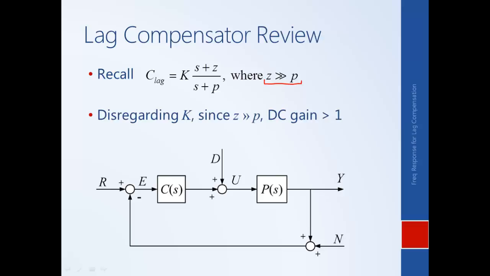The idea with a lag compensator is that the zero is larger than the pole. If we look at the DC gain of this portion without the K at all, we can determine the DC gain by taking the limit as s goes to 0. The DC gain of this is equal to z divided by p. And since z is larger, that means that the DC gain of the pole-zero combination is greater than 1. Increasing the DC gain of our open loop system tends to help the steady state error. So that is the basic reason to add a lag compensator, to reduce the steady state error.